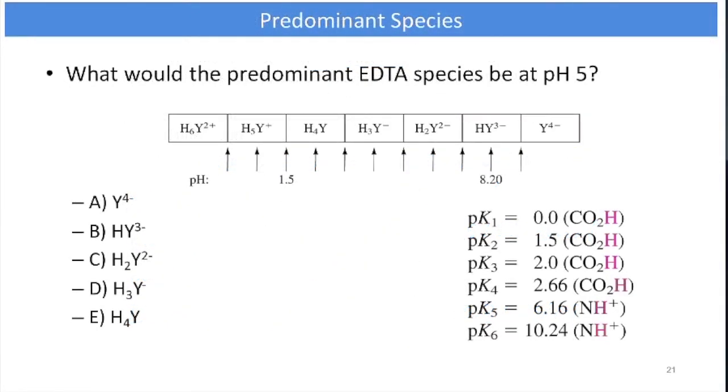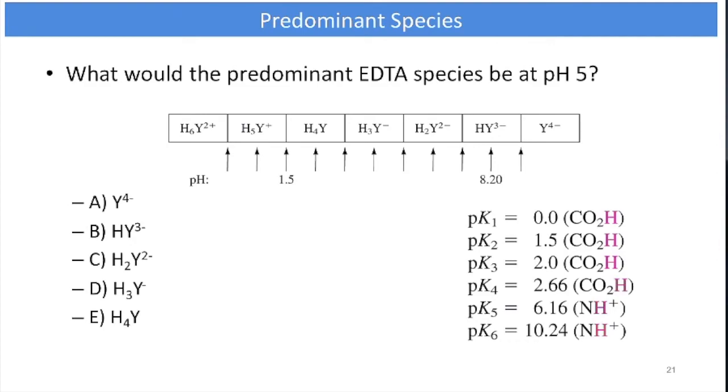So now let's do a couple examples where we will predict what the predominant EDTA species would be at a particular pH. This is very similar to what we did in previous chapters where we had a triprotic acid or something, and we were asked what form it would be in at a particular pH. The only difference here is we have 6 particular forms of EDTA, and we have to decide which form it's going to be in.